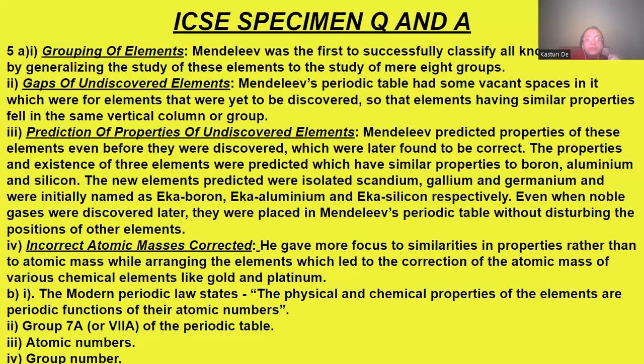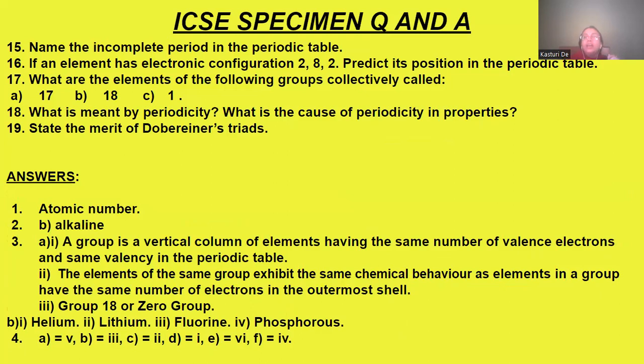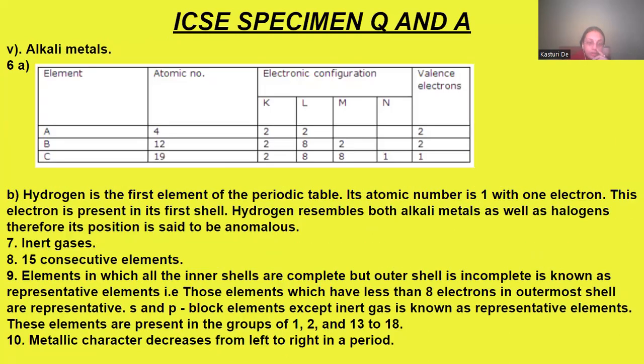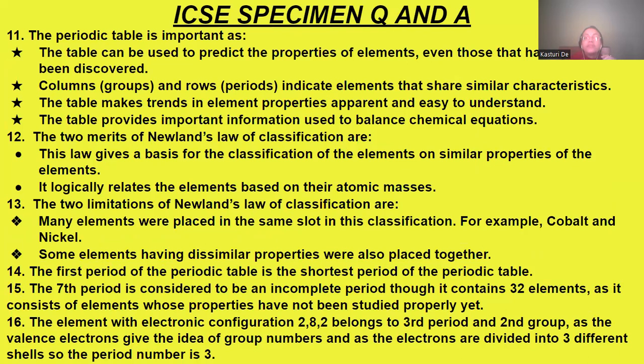Next question is, name the incomplete period in the periodic table. The seventh period is considered to be an incomplete period. Though it contains 32 elements, it is incomplete as it consists of elements whose properties have not yet been discovered properly.